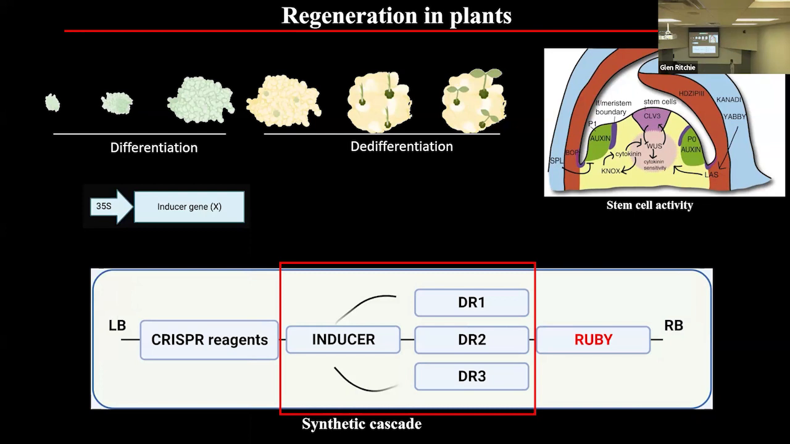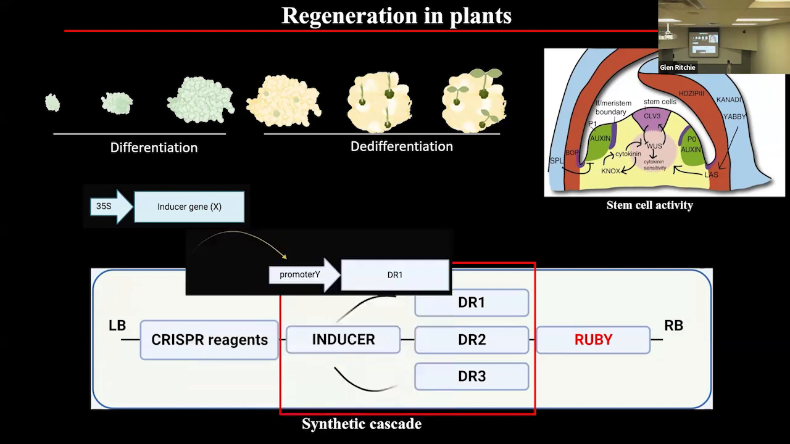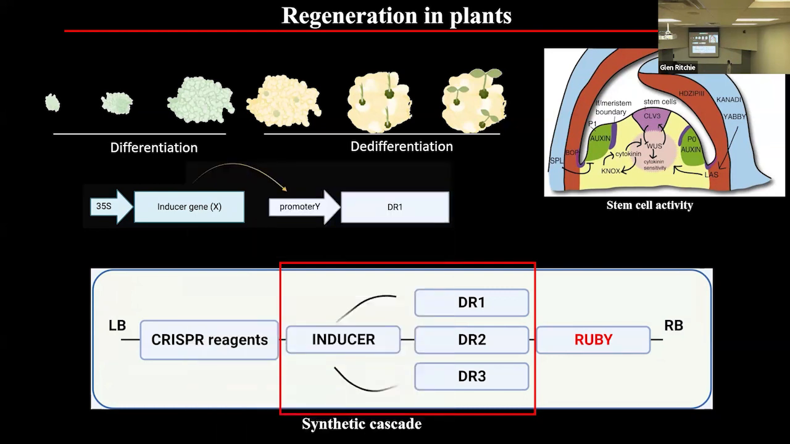Okay, so the inducer gene, which is here, is driven by the 35S promoter, and that will induce the promoter for the developmental regulator. So this is how it works. This part will differentiate the cells, and then those differentiated cells are induced to regenerate with the help of developmental regulators.